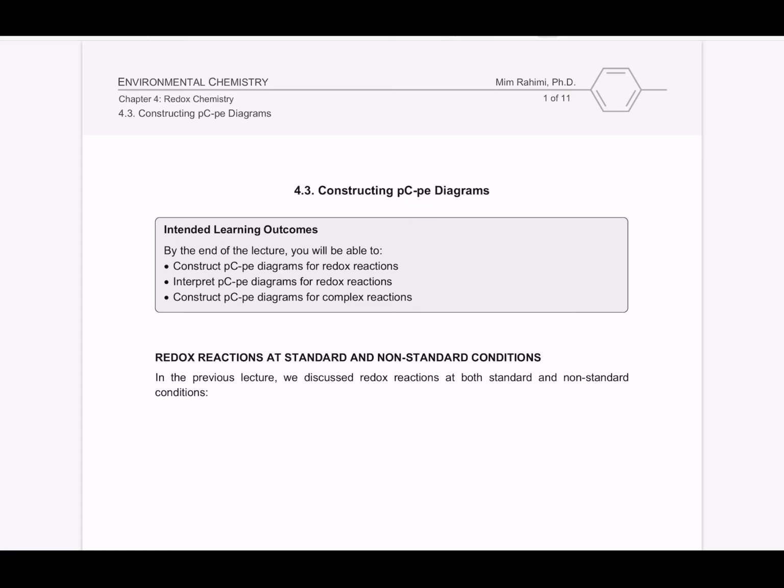So specifically, we will be doing all PCPE type of diagram. As you can guess, this is very, very similar to PCPH diagram. So conceptually would be similar, but we will see how we can integrate E factor instead of H factor into the graph. So we start with constructing the graph, then interpreting some information from the graph, and then making it a little bit more complex and more involved for a system that is more integrated.